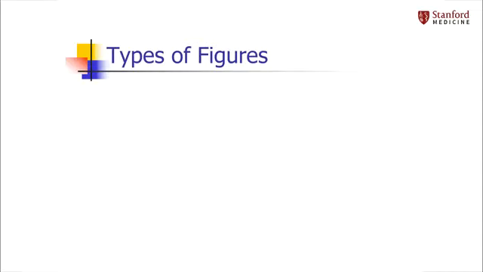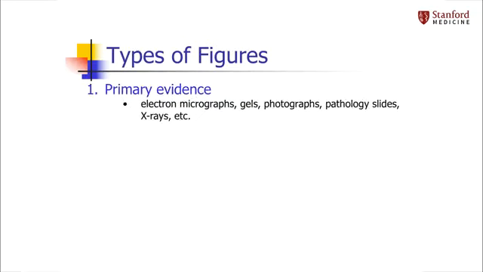All right, now moving on to figures. There are three types of figures that we're going to talk about. First, there's what we call primary evidence. That would be things like gels, photographs, x-rays, micrographs, pathology slides. They're in there to show the quality of the data, and also because there's a seeing is believing element to these. If readers can see the lines on the gel for themselves, they're more confident in the results. Primary evidence is usually pretty straightforward to create because it's just pictures or movies.